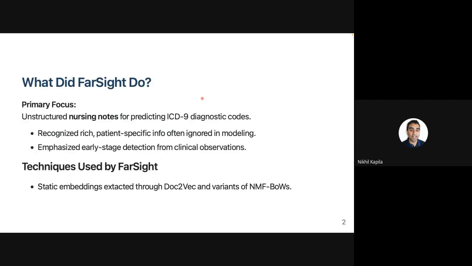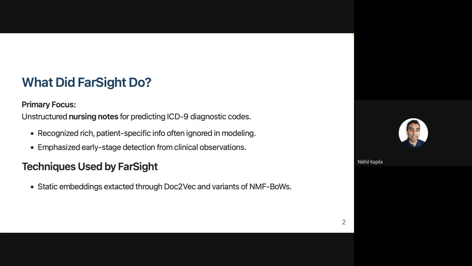So, what did FarSight do? Before we go into what we re-implemented and how we extended the paper with some interesting ideas, FarSight basically proposed an aggregation mechanism where we can use unstructured nursing notes and predict ICD-9 diagnostic codes.